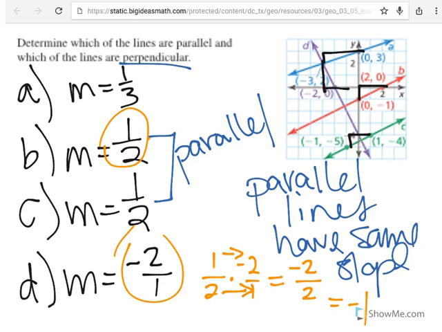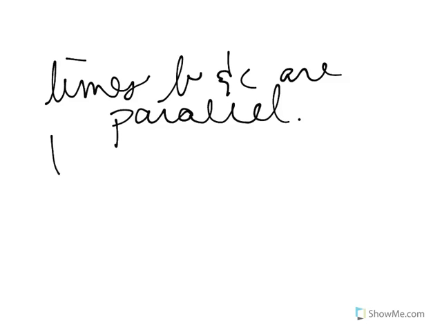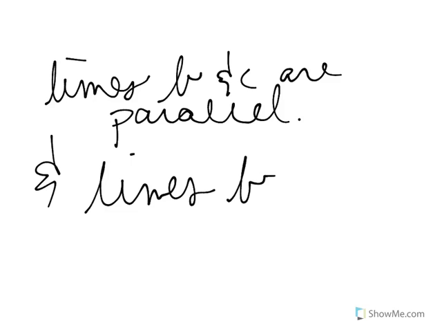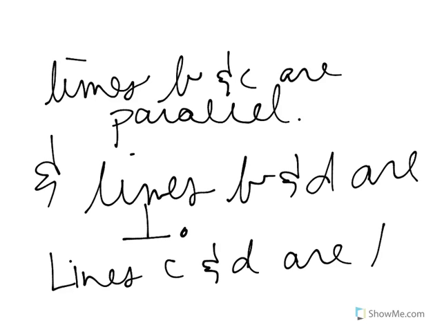So the whole answer it's looking for is that lines B and C are parallel. And lines B and D are perpendicular. The upside down T stands for perpendicular. And the last one is lines C and D are perpendicular.